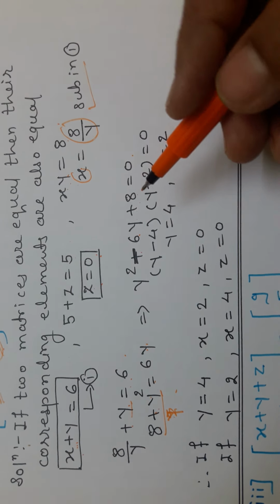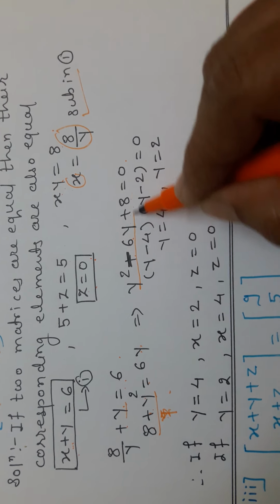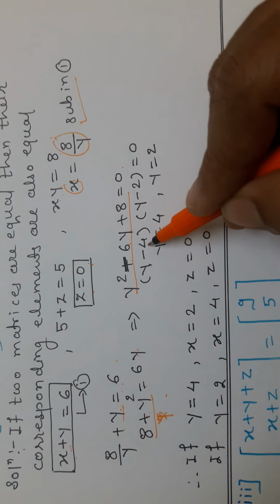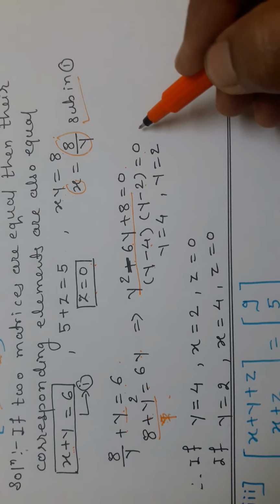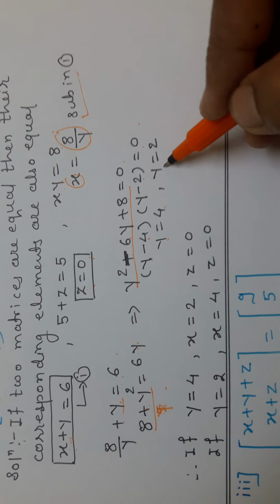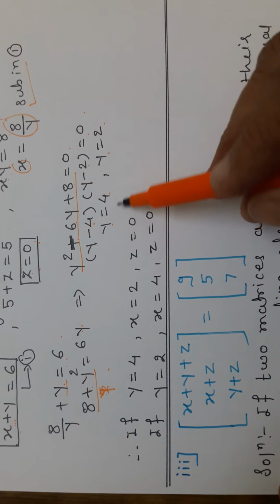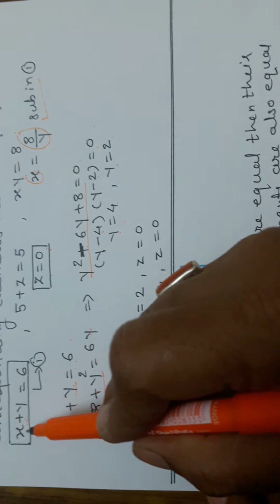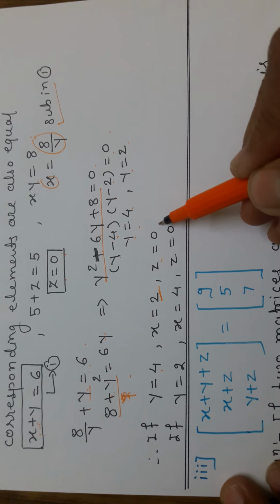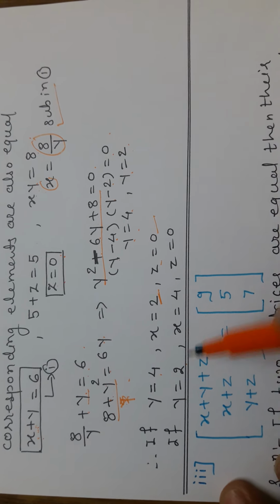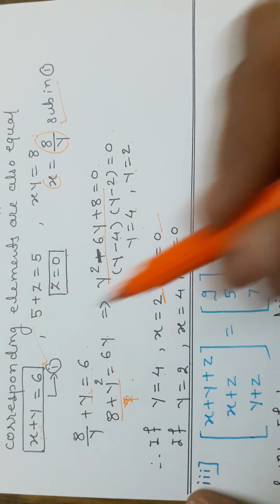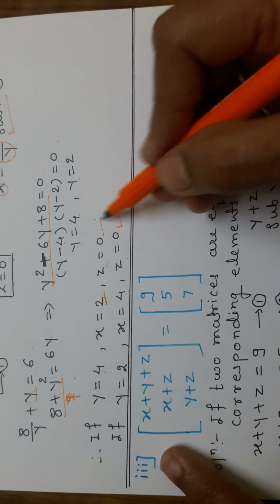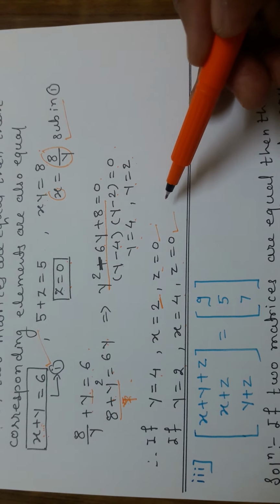Now you are a 12th standard student, so you know this is a quadratic equation. What should be the factors of this quadratic equation? First is y minus 4 and y minus 2, which is equal to 0. y is equal to 4, y is equal to 2. Here we got the values of y as 4 and 2. If y is equal to 4, we substitute and get x as 2, and z is fixed. And if y is equal to 2, substituting in the first equation, we get x is equal to 4 and z is equal to 0, which is fixed. So these are the two solutions for this equation.